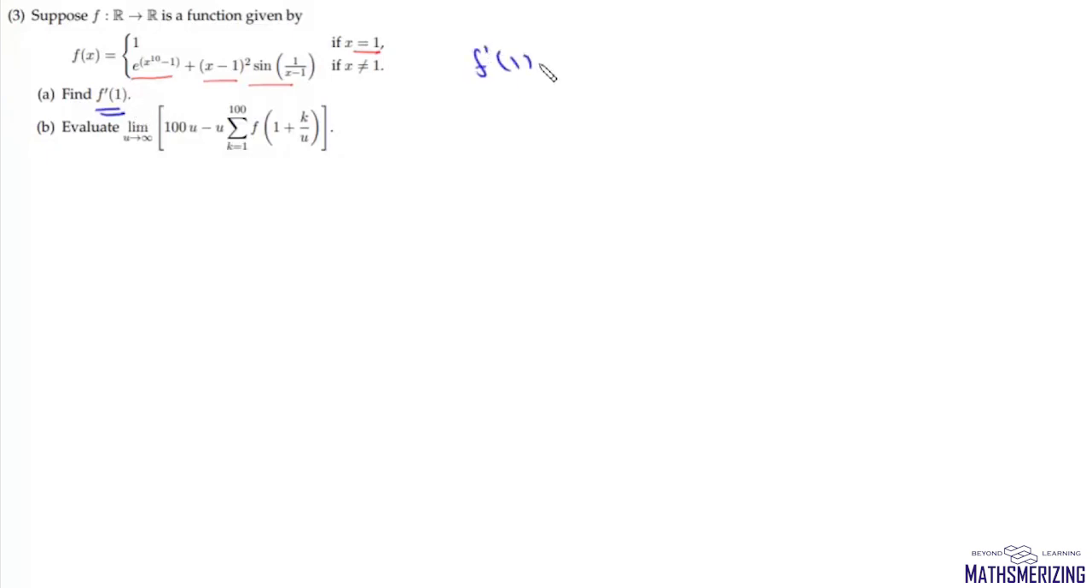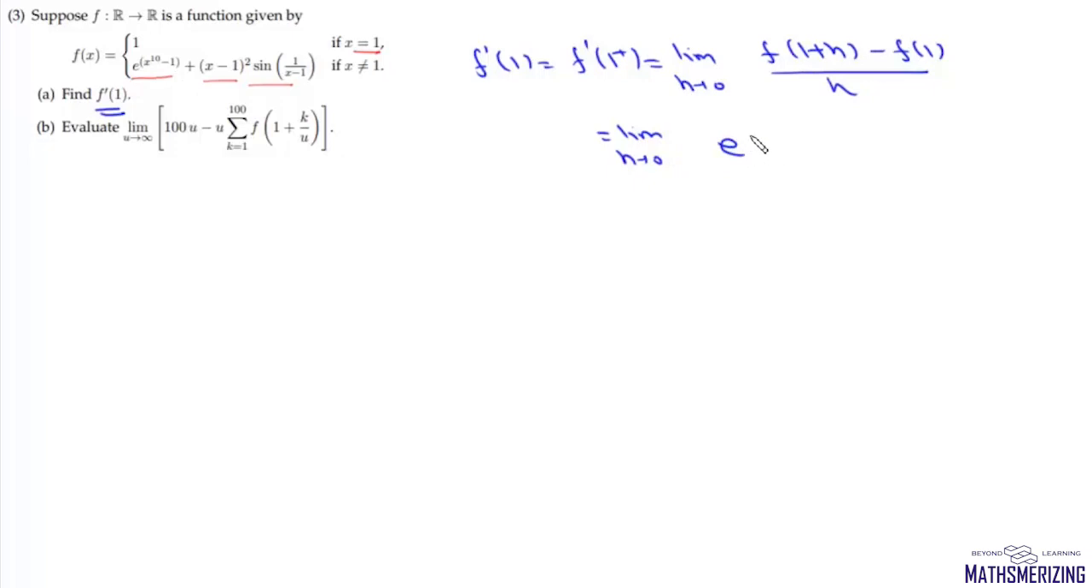Now f dash 1 will be equal to its right hand derivative, which is f dash 1 positive. So we'll write it as limit h tends to 0 of f(1 plus h) minus f(1) upon h. Now what is f(1 plus h)? f(1 plus h) will be e to the power ((1 plus h) to the power 10 minus 1) plus h square sine 1 upon h, then minus f(1), and f(1) is 1, upon h.